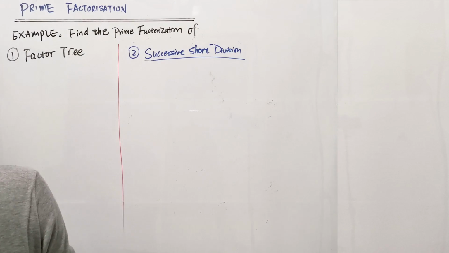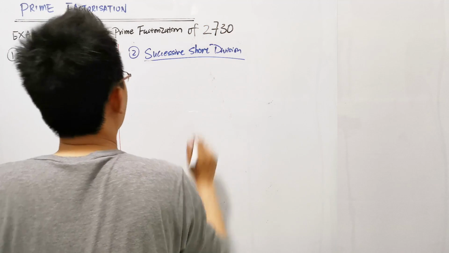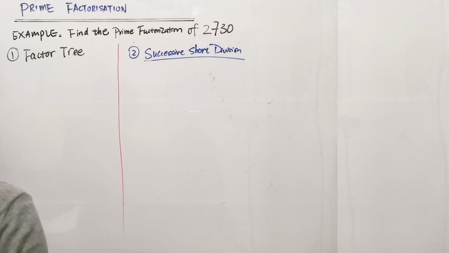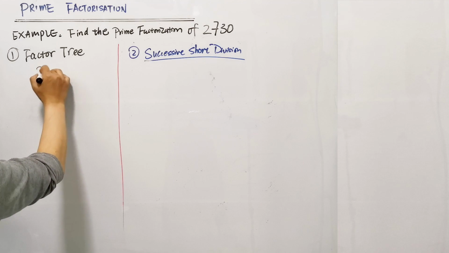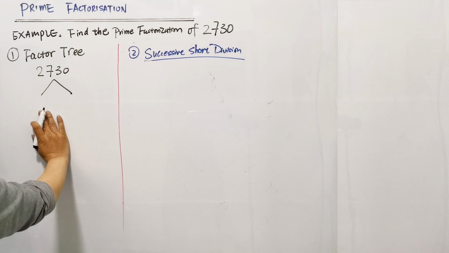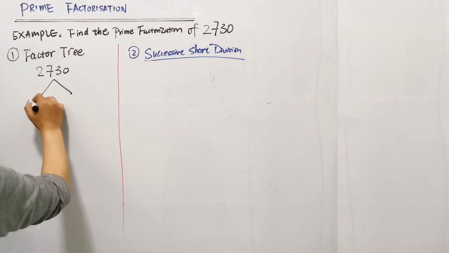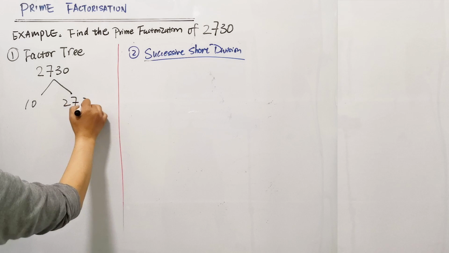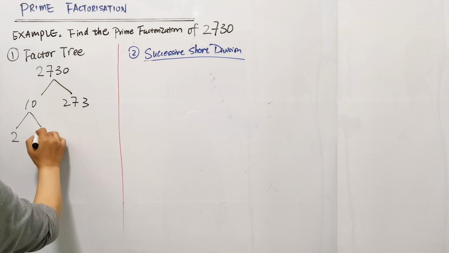Okay, let's try one more. 2730, the factor tree. Okay, let's try the factor tree. 2730. Can we divide by, for example, 10? 10 goes into 2730, 273 times, right? So apparently here we have 5, 2, 2 and 5.